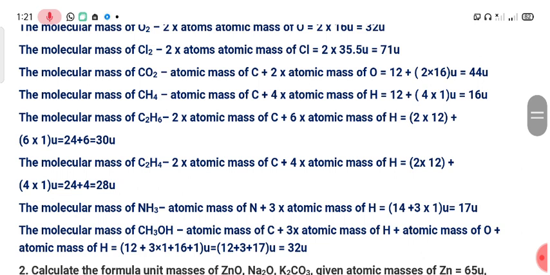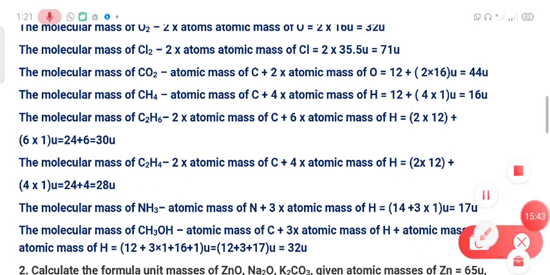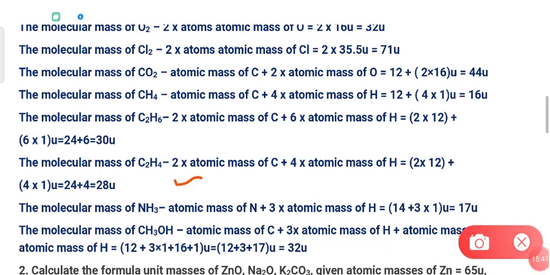Molecular mass of C2H4, right? Here you can see this is ethylene, right? So 2 into atomic mass of carbon plus 4 into atomic mass of hydrogen, because there are 4 hydrogen atoms and 2 carbon atoms. So 2 into 12 plus 4 into 1, total becomes 28.